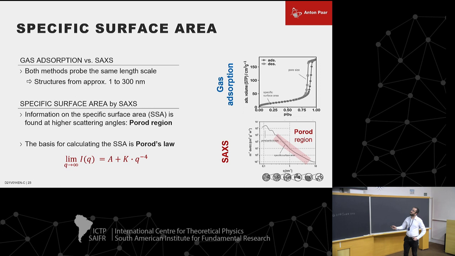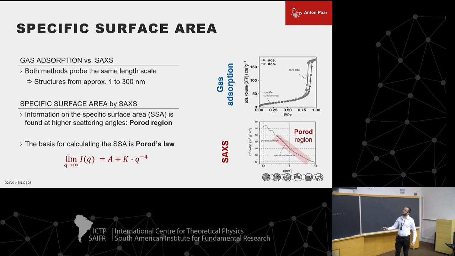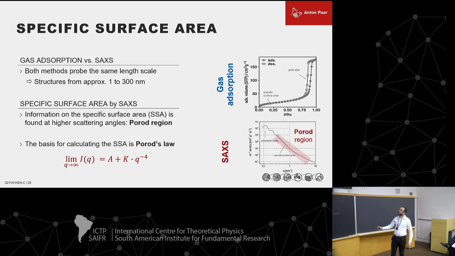Specific surface area by gas adsorption versus SAXS, they work with a range of dimensions from 1 to 300 nanometers. And the information on the specific surface area from SAXS analysis is known in this Porod region here, by Porod's law.